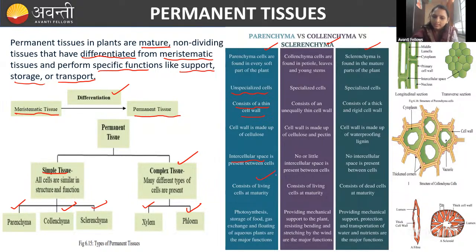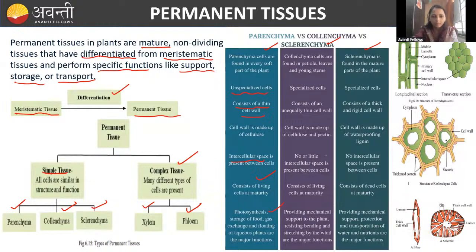They consist of living cells at maturity. And these are helpful in photosynthesis, storage of food, and the exchange of gases also. These are mainly found in aquatic plants, where the parenchyma is differentiated into aerenchyma. Aerenchyma helps in maintaining buoyancy so that the plant will float on the water. There, parenchyma is converted into aerenchyma. Remember that. And during photosynthesis, the parenchyma is converted into chlorenchyma.